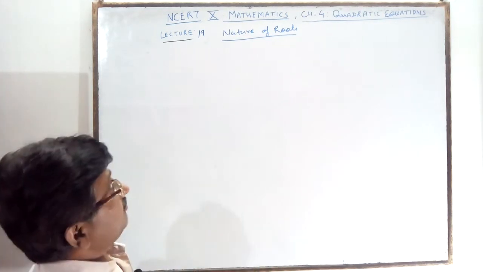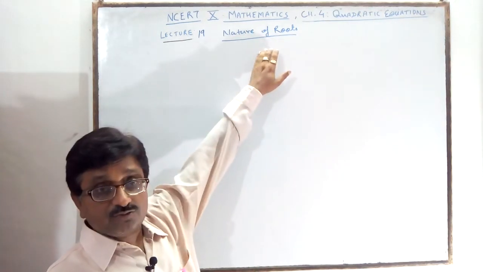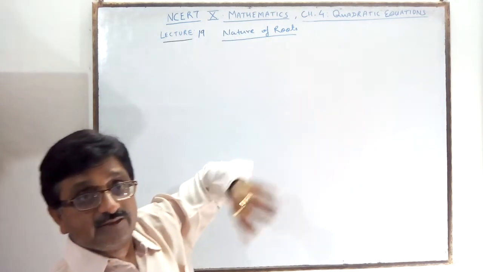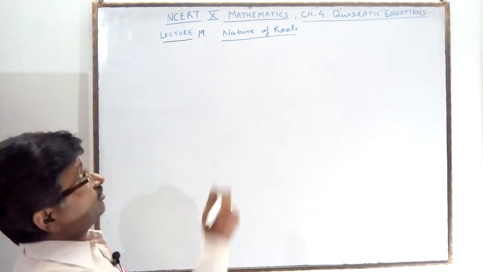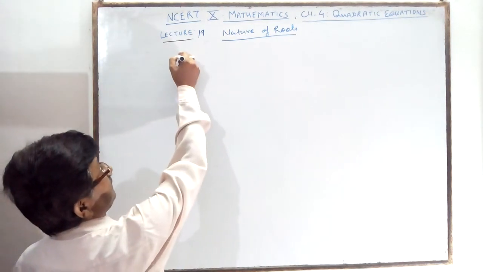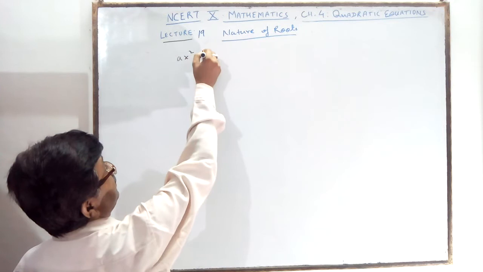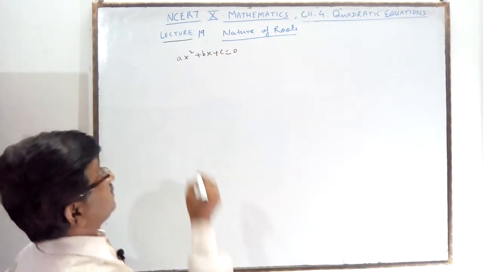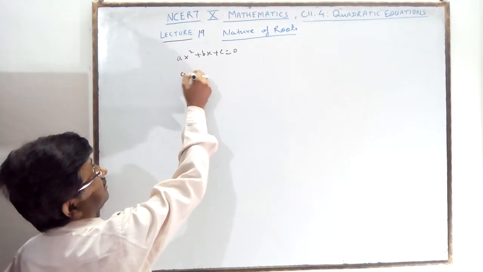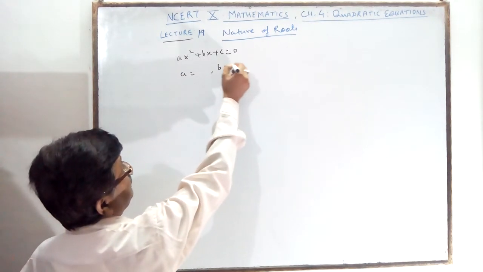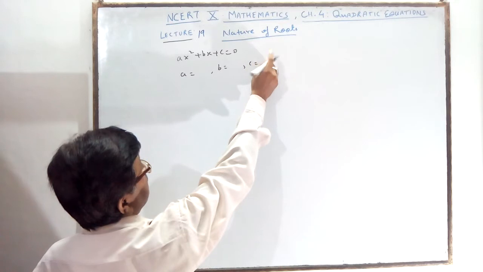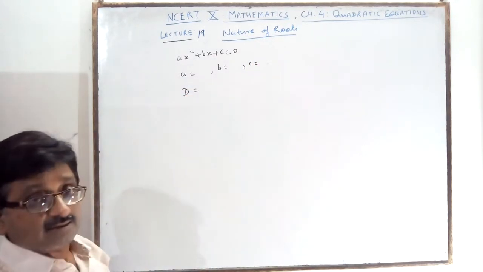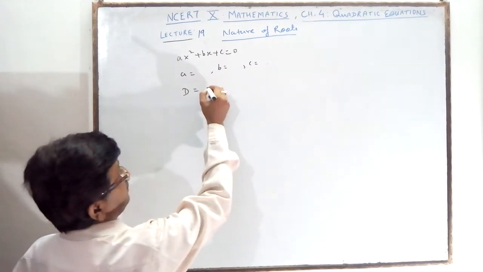Now you will study about the nature of roots. How will you know what type of roots you will get in the given question? First we will see the standard equation ax square plus bx plus c is equal to 0. In the quadratic formula there is a, and you must know what is b and what is c. Find all three values, then by this you will get the discriminant. Nature of root depends on the discriminant.